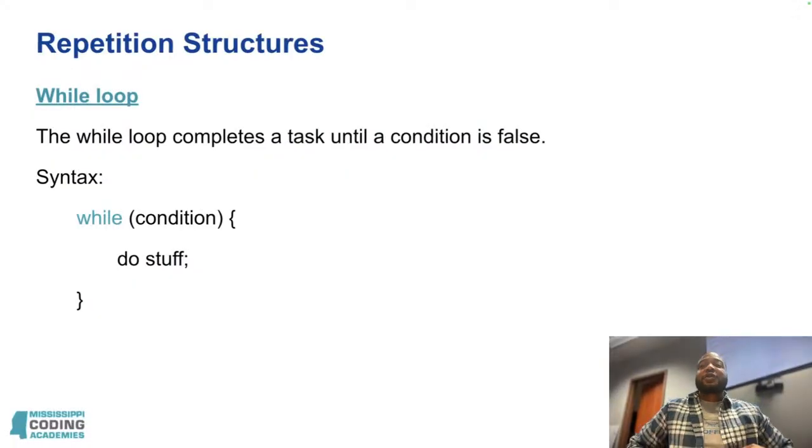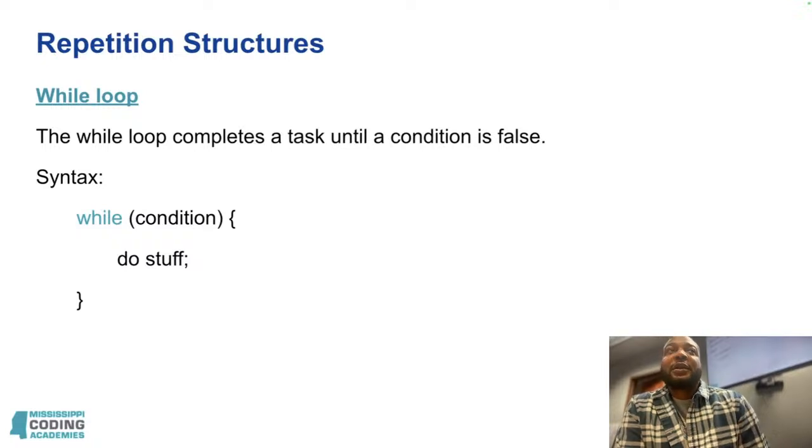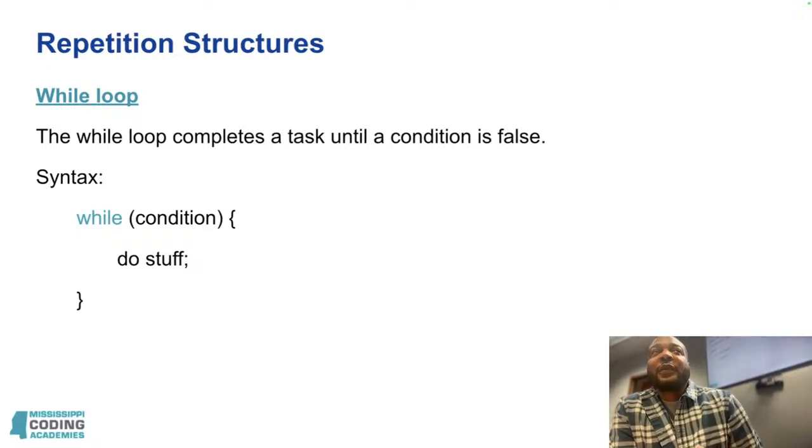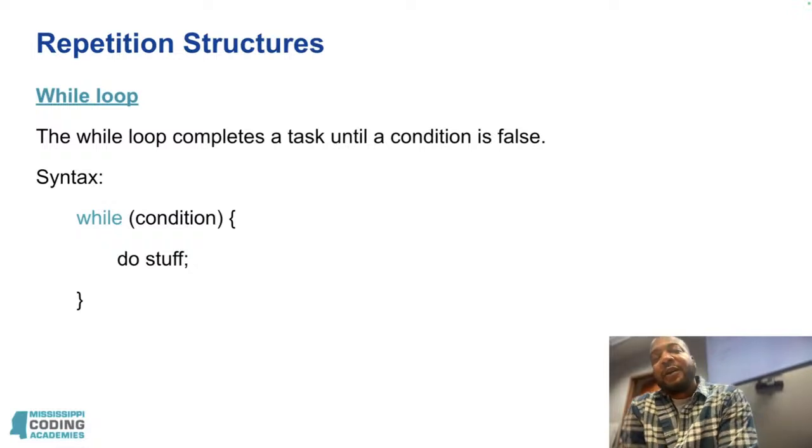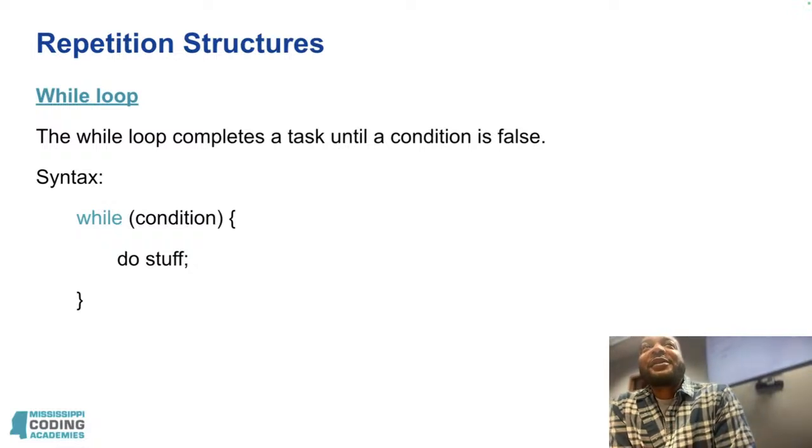We are going to talk about the while loop because we're here with repetition structures. In the last video we talked about the for loop. Here's a different kind of loop. This is the while loop. These are my definitions, which I pull from other sources, but I word them in my own special way. Anyways, the while loop, what does it do? It completes a task until a condition is false.